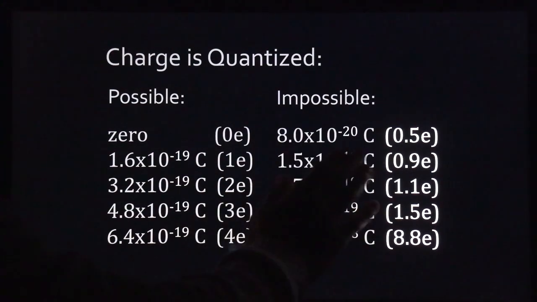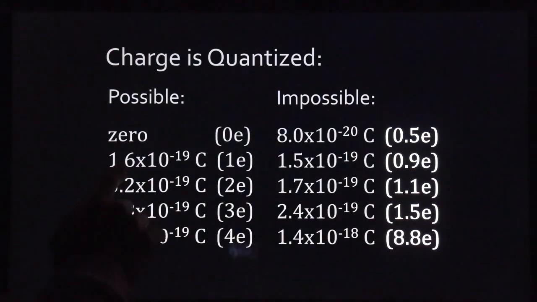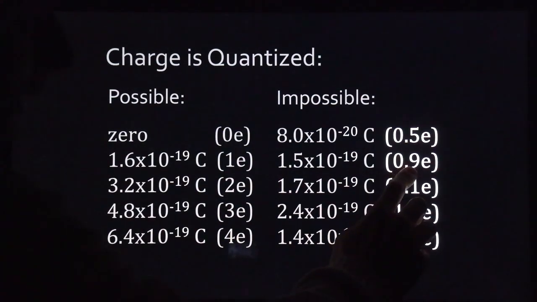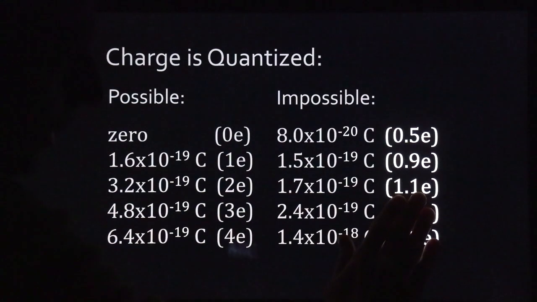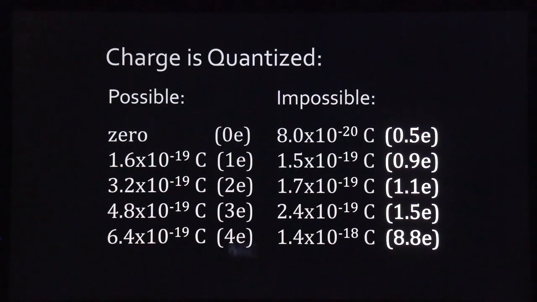This is 1.5 right here, which is a little bit less than 1.6. So you can't have 0.9 electrons or 0.9 protons. Cannot do it in nature. This is 1.7, a little bit beyond 1.6. You cannot have 1.1 electrons, or 1.5, or 8.8. So those are impossible. And this is actually kind of popular on the Regents, particularly on a multiple choice question.